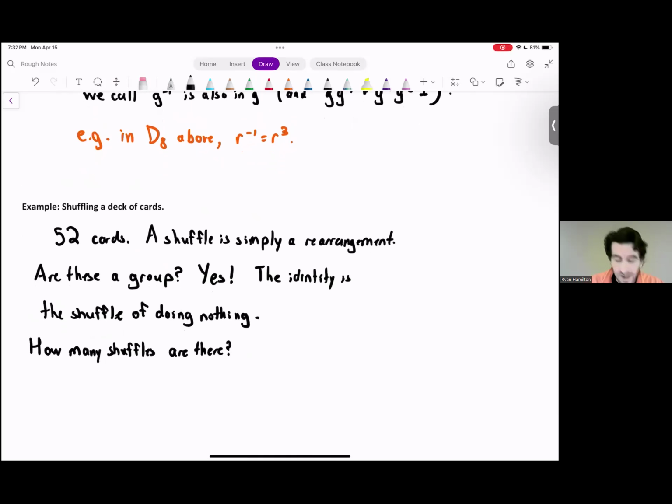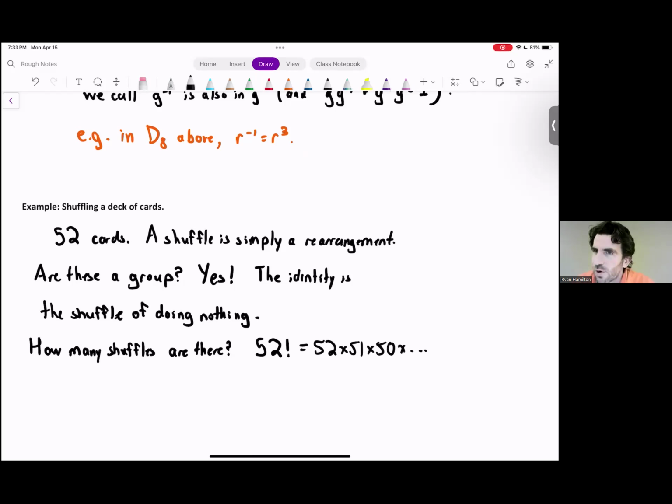An incomprehensibly large number. Why is it 52 factorial? Well, we take our first card. Where can I place it in the arrangement that follows? There's 52 positions. Then I take my second card. Where can I place it? Well, now there's only 51 positions. And then 50, and then 49, and then 48. And that's what this number is. 52 times 51 times 50.